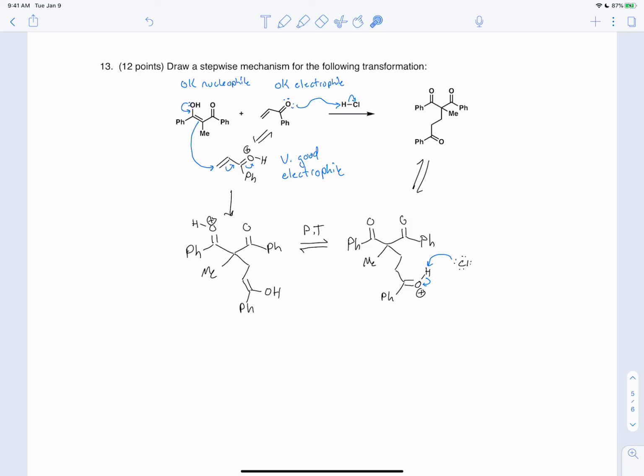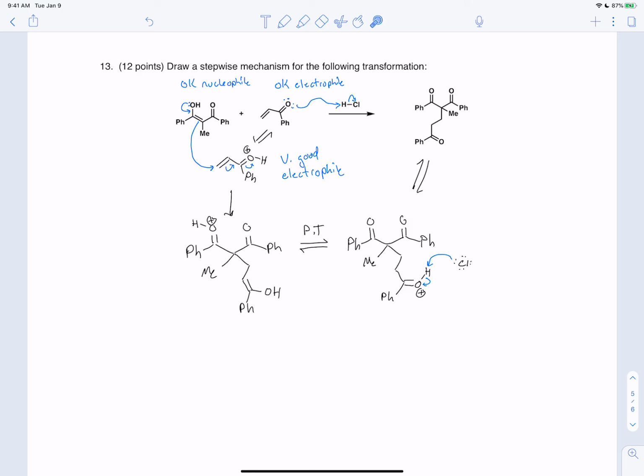But since we're under acidic conditions, we can make this electrophile even better through protonation. Once it's protonated, now we have a very good electrophile. This lets our neutral enol nucleophile attack the 4 position because it is a soft nucleophile. And this also allows us to make a neutral product on the other side with a positive charge on this oxygen and avoid making the negative charge on this oxygen if we didn't protonate beforehand.